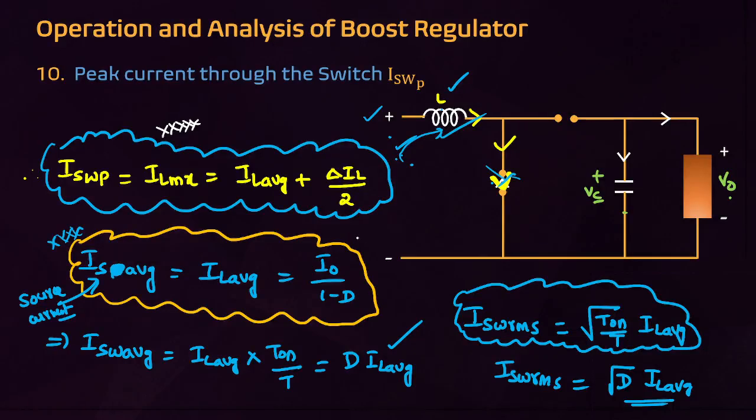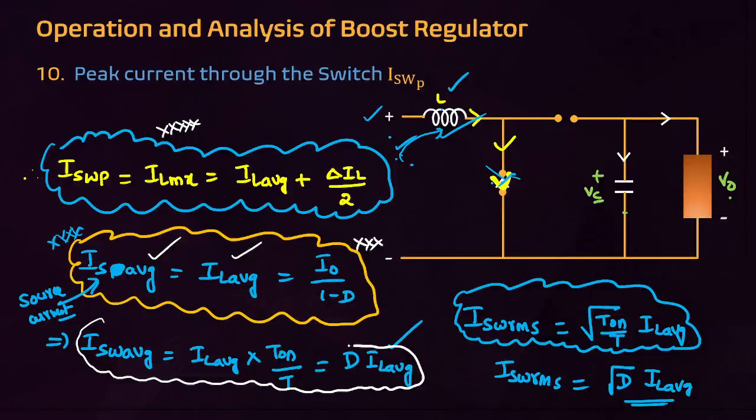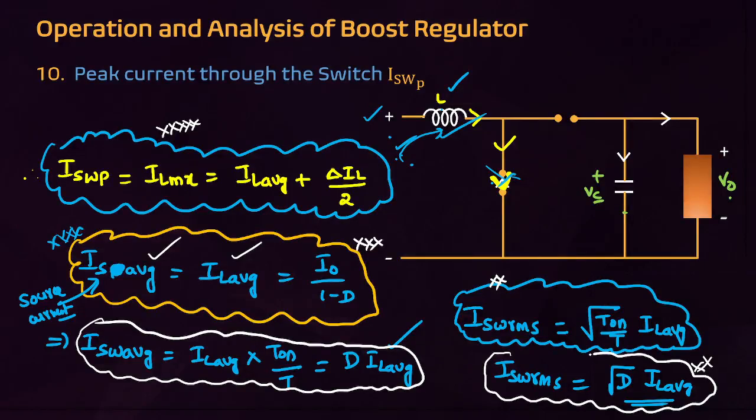What is the average source current, friends? Average source current equals average inductor current equals I naught by (1 minus D). Average switch current equals the average value of switch current. This is the average switch current, friends: D into IL average. What is the RMS switch current? Root D into IL average. This is the RMS switch current that you have to use.